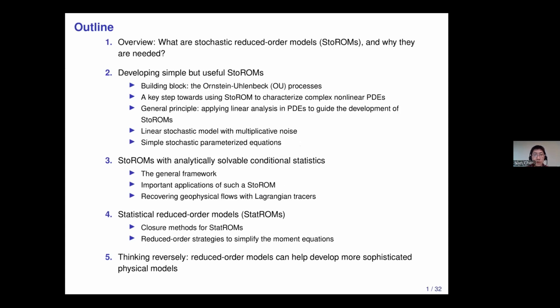I will try to divide my talk into different parts. So I'll first give a quick overview about what stochastic reduced models are and why they are needed. Then I'll focus on part 2 and part 3, which are developing simple but useful stochastic reduced models and stochastic reduced models with analytically solvable conditional statistics. So I'll briefly mention statistical reduced models. It is related to the stochastic version, but it has different purposes. And I will spend 2 minutes at the end to discuss thinking in the reverse way, how these reduced models can help develop more sophisticated physical models.